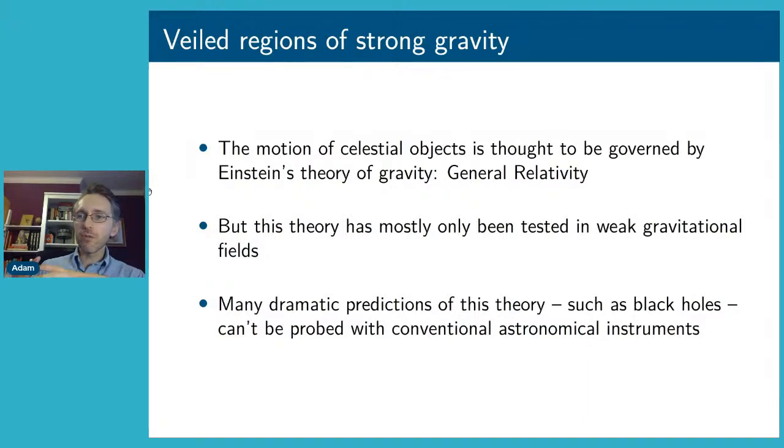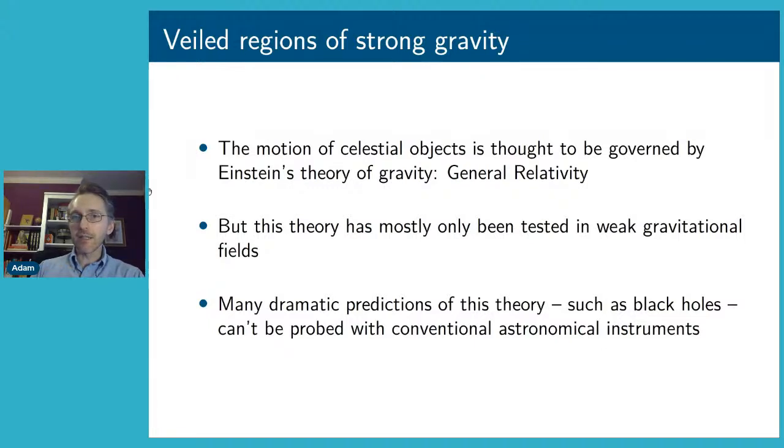But this whole solar system, everything we see around us, is a very particular kind of system where gravity is relatively weak. It's a very, very weak setting as compared to the most extreme gravity out there in the universe.